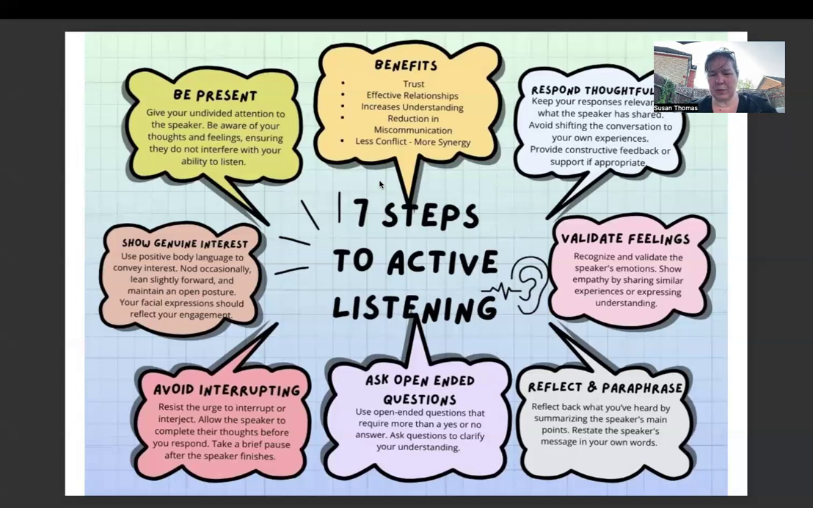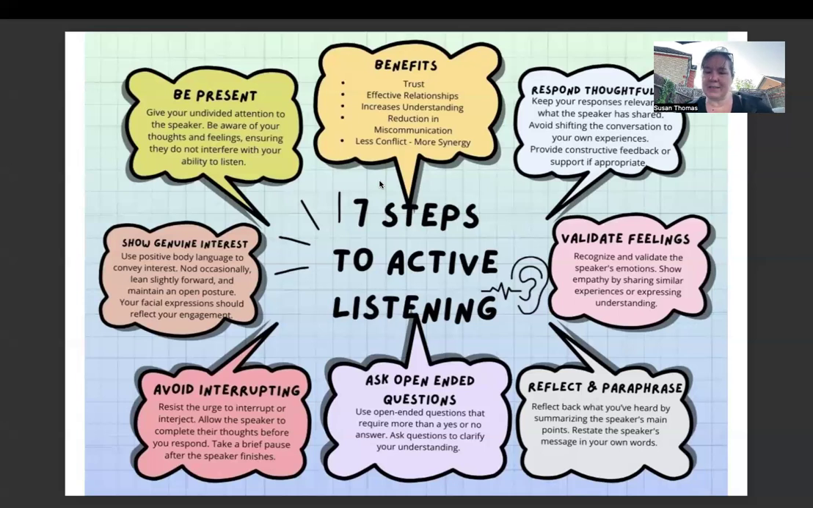Clarify your understanding with them by asking questions like, can you give me an example? Another open-ended question is, how does that make you feel? Can you tell me more about that? You want to get as much information from the speaker as possible to truly understand them.